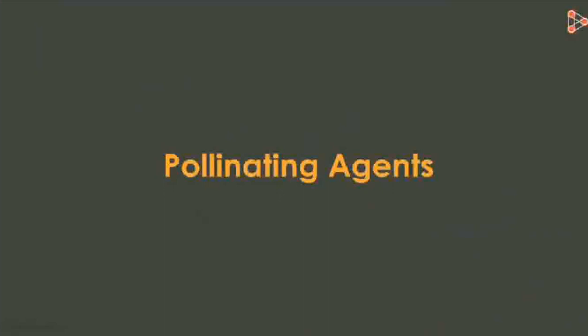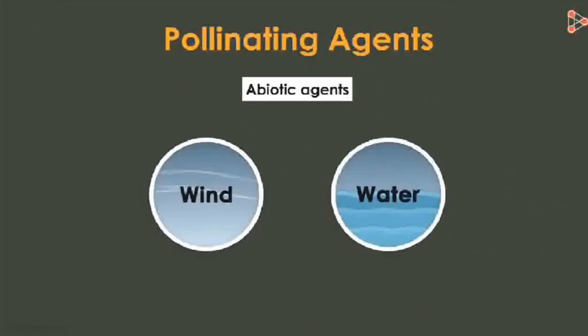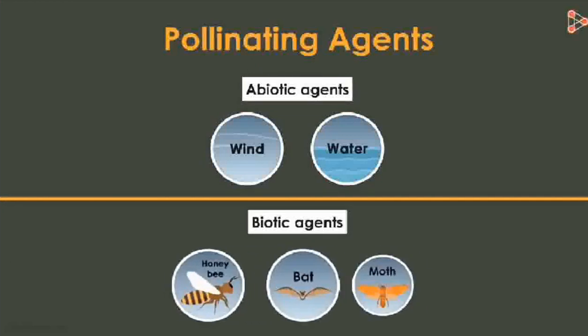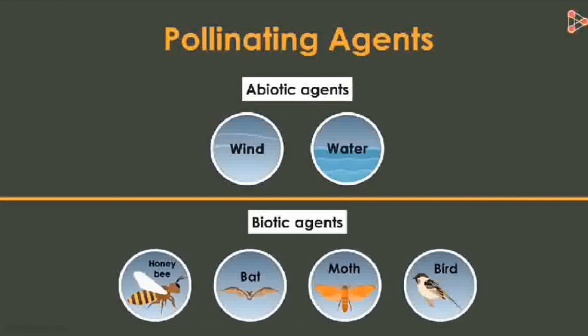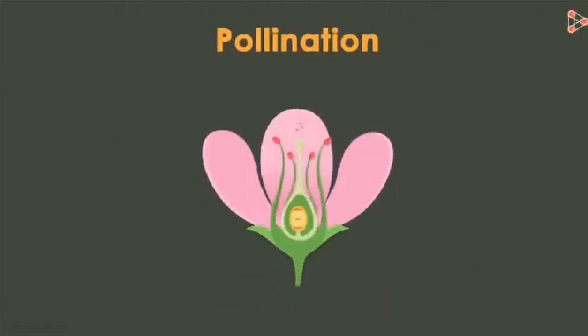Agents of pollination. Agents such as wind and water are the abiotic ones. Biotic pollinators such as bees, bats, moths, and birds also help in the process. The process of pollination makes sure that the pollen grain safely lands on the stigma.